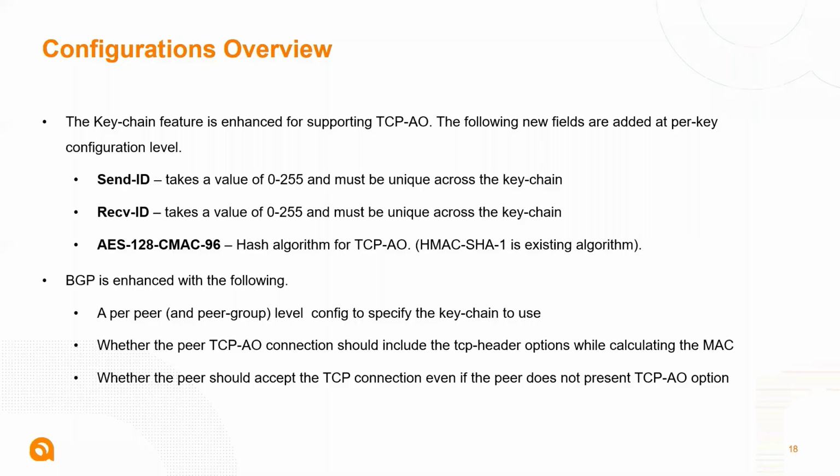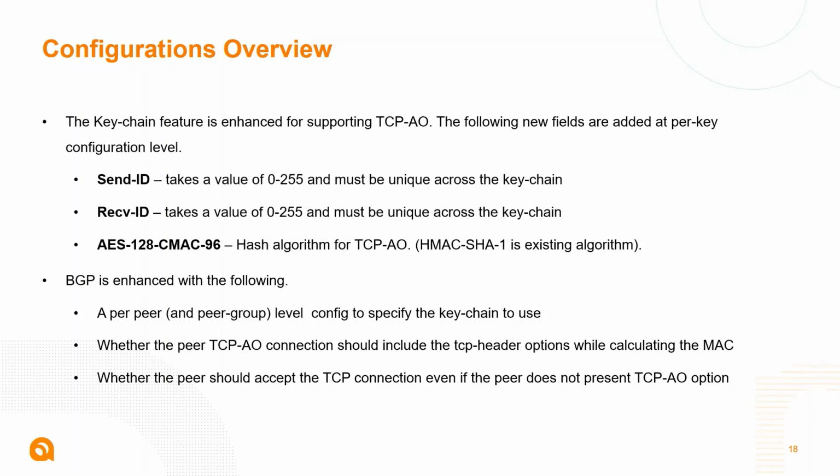Let's see the configuration overview about the BGP TCP AO feature. We had our existing keychain feature that is enhanced for supporting this TCP AO. This keychain feature was used for other applications as well. Following are the new fields that are added in the keychain feature. So there will be an option to configure the send ID and receive ID. These values take a value in the range of 0 to 255 and must be unique across the keychain.